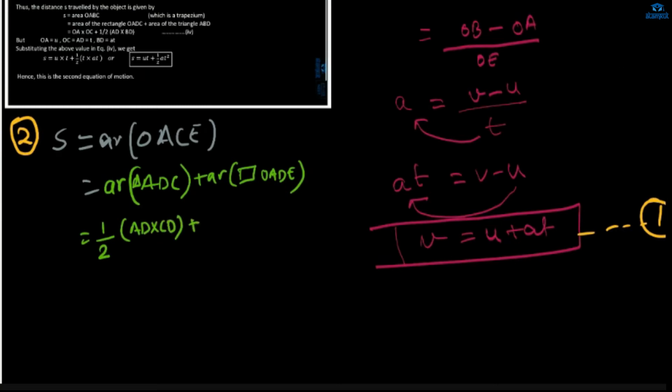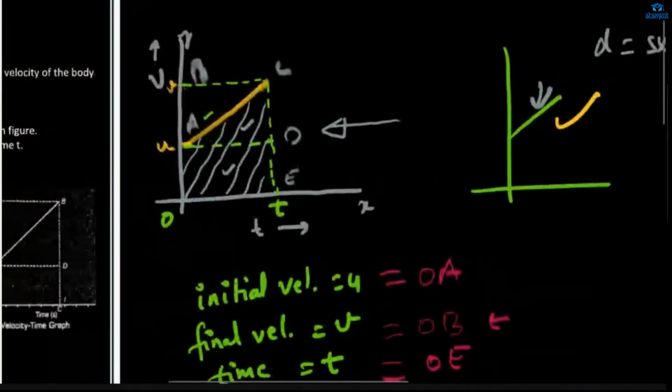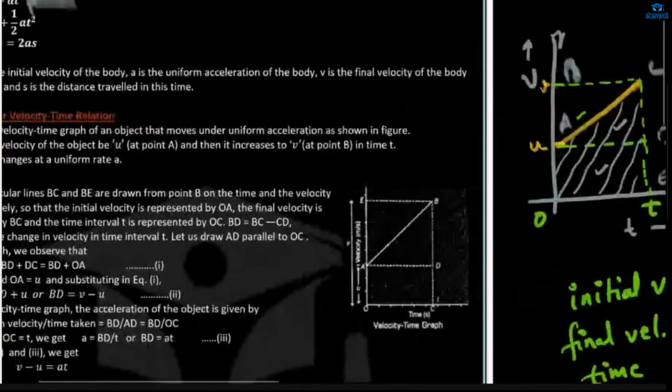Now plus for the rectangle. Actually, ma'am, it is S equal to AR. Ma'am, after AR, what is written inside the bracket?